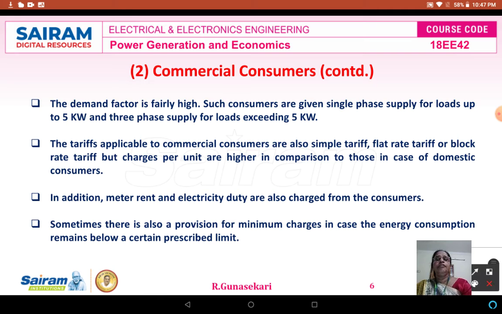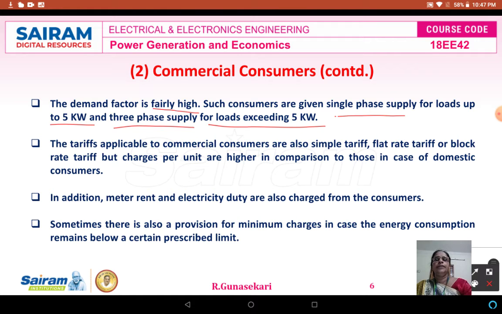The demand factor for the commercial consumer is high only. Some commercial consumers are given single phase power supply, with load up to 5 kilowatt. Some commercial consumers use 3-phase power supply for the load above 5 kilowatt.